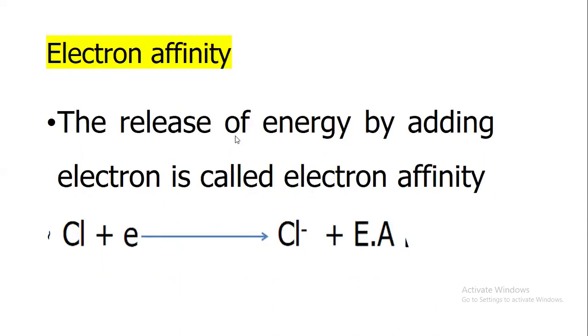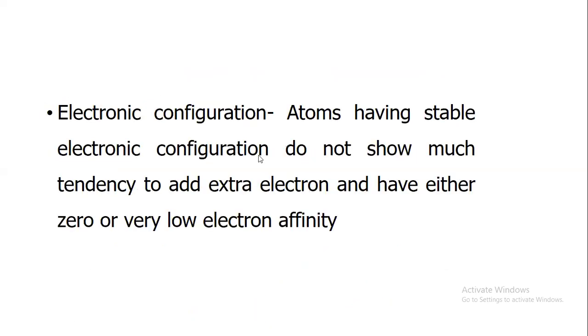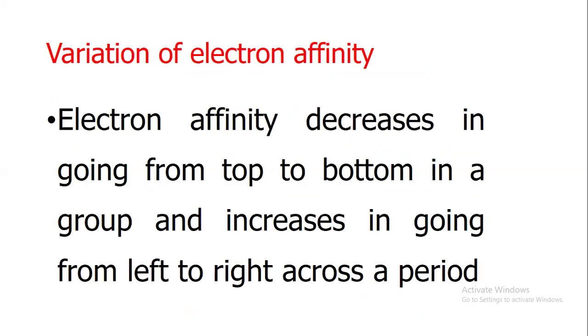Electron affinity: the release of energy by adding an electron is called electron affinity. See chlorine, one electron added to form chloride. The energy is released, and that energy is called electron affinity. Factors that affect electron affinity: nuclear charge, atomic size. Increase in nuclear charge also increases electron affinity. The smaller the size of the atom, the higher the electron affinity. Electronic configuration: atoms having a stable electronic configuration do not show much tendency to add an extra electron and have either zero or very low electron affinity.